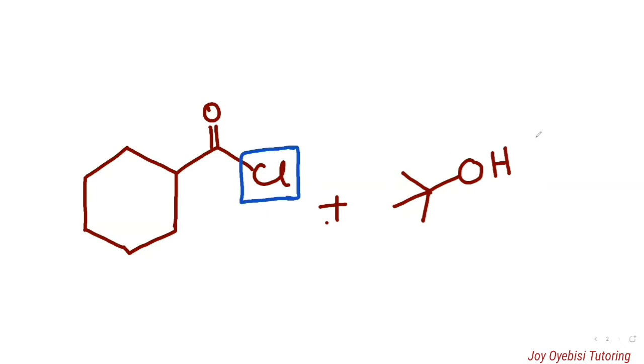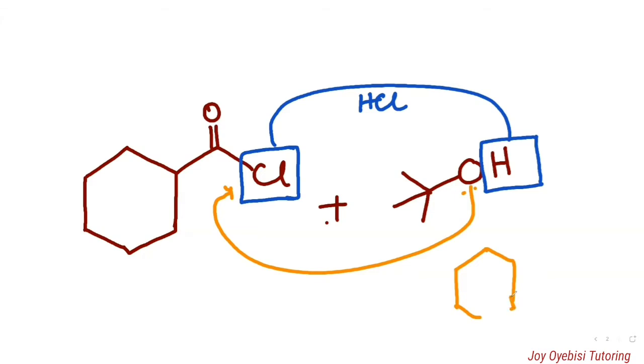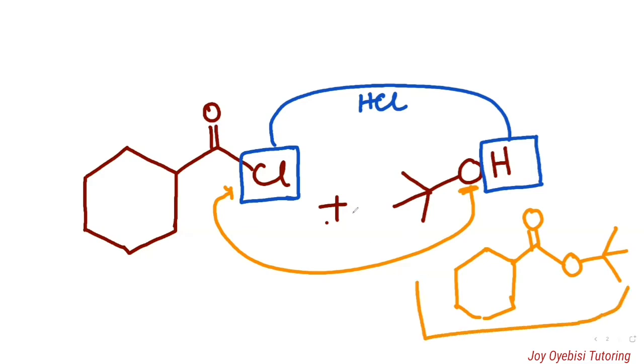this chlorine and this hydrogen, okay? Now, these two are going to combine and become HCl, while this other part here would go and replace chlorine. So the product of this reaction would be that compound, the original compound that we have, with the oxygen from here to give us this ester. So this here will be the product of this reaction.